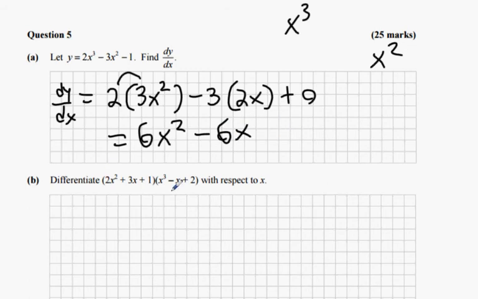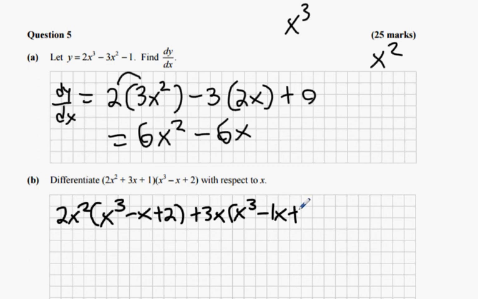You're done. This one, technically speaking, isn't on the course anymore, but they can still ask you it. So they could ask you. You just have to multiply it out first. After you multiply it out, then you differentiate. So let me show you. 2x squared times x cubed minus x plus 2, plus 3x into x cubed minus 1x plus 2. Finally, plus 1 multiplied by x cubed minus x plus 2.